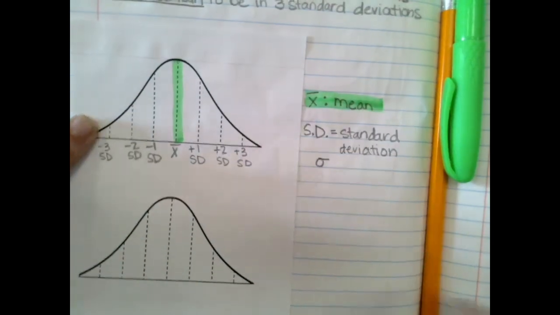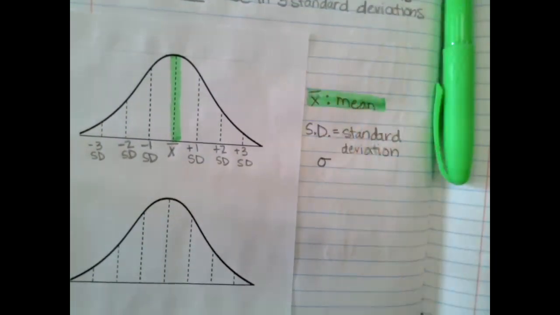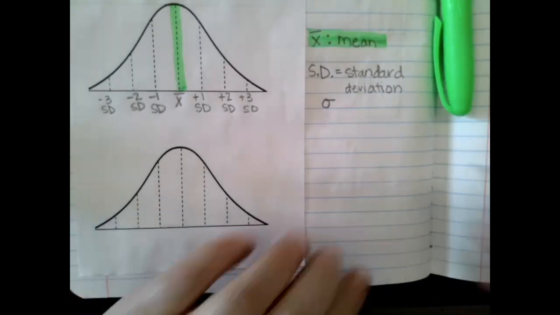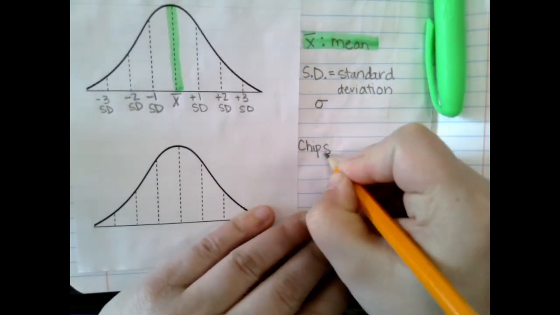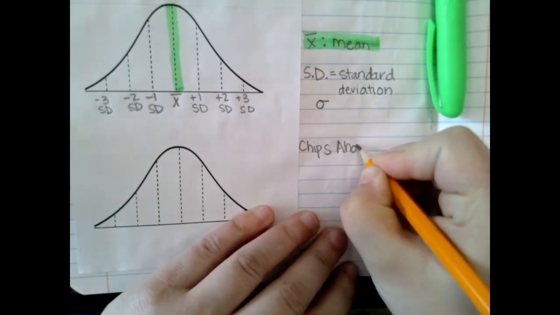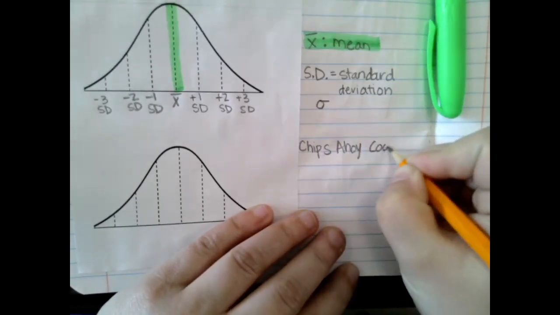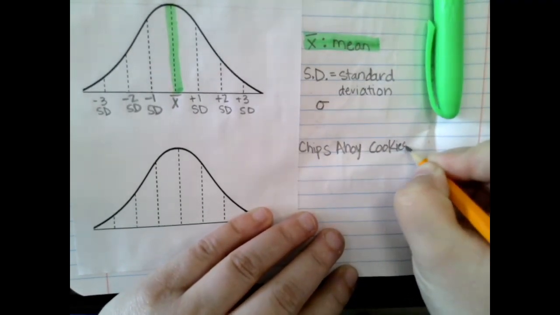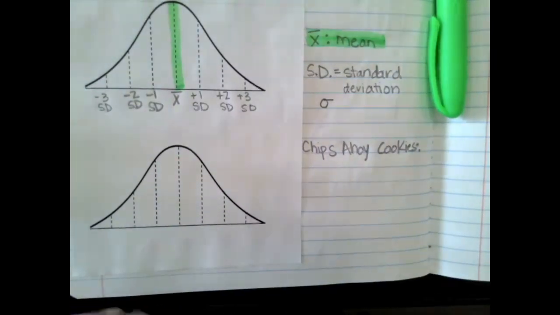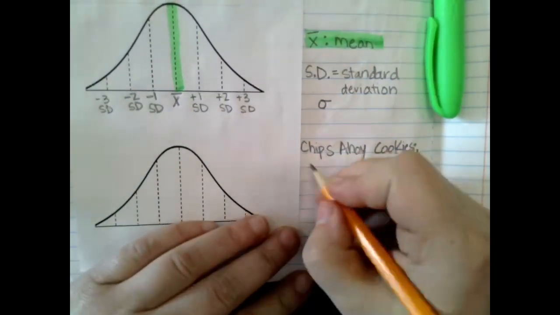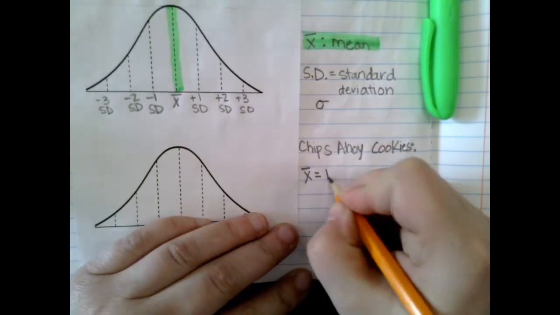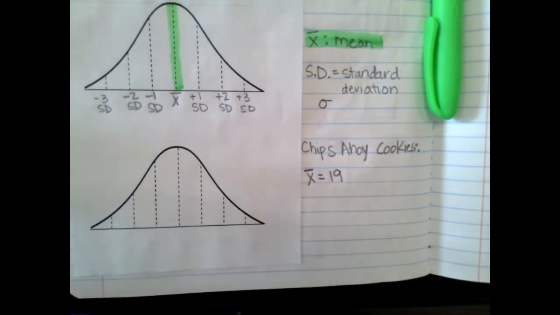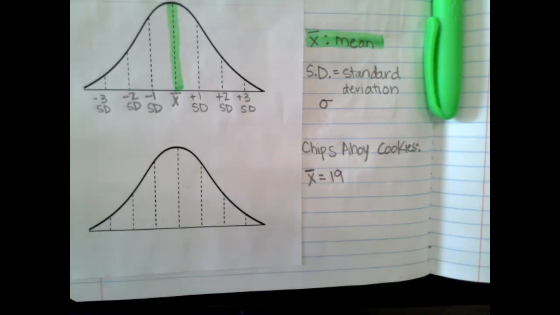All right, so we're going to do that with our Chips Ahoy cookies that we did yesterday. Okay, so for Chips Ahoy cookies, now this is what I actually did real data with. Now we had decimals, I'm just going to round. So yesterday with Chips Ahoy cookies, our mean was 19. I think it was like 18.5 or 18.6. So I'm going to just round to 19 to make it easier for this first one.